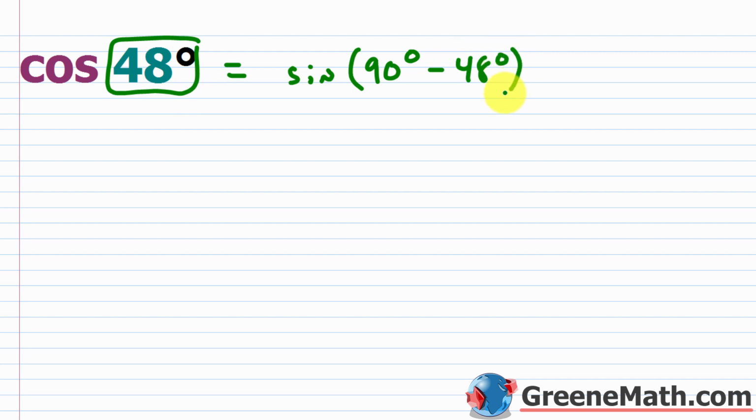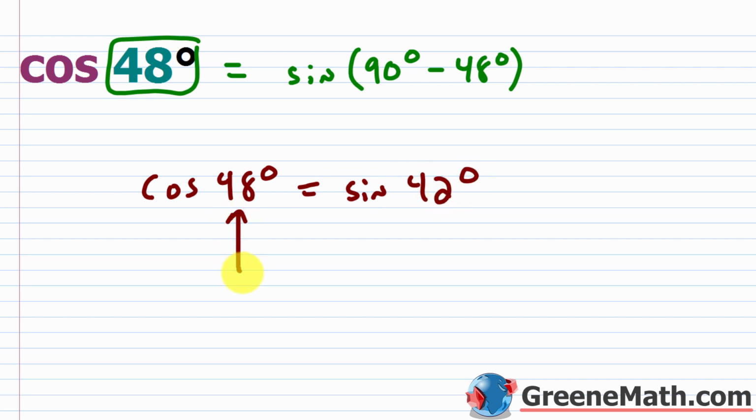But basically, if we look at a problem like this, the cosine of 48 degrees, and we want to write it in terms of its cofunction, well, again, you just say, well, this is going to be equal to the sine of, you take 90 degrees minus the measure here, which is 48 degrees. And what's 90 degrees minus 48 degrees? Well, it's going to be 42 degrees. So we can say cosine of 48 degrees is equal to sine of 42 degrees.